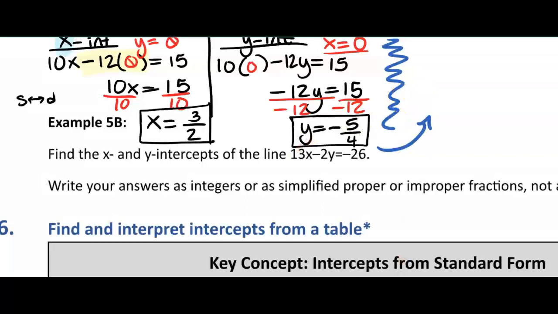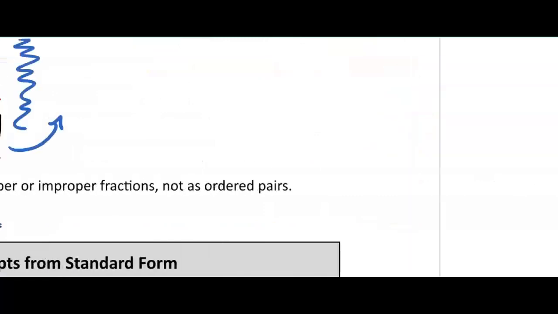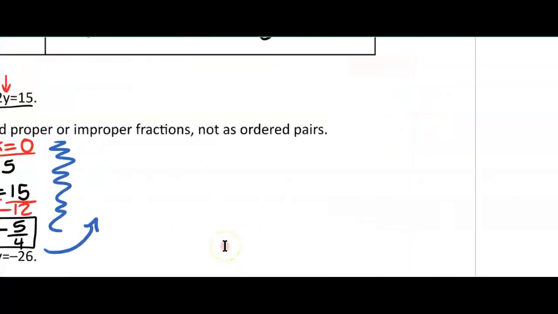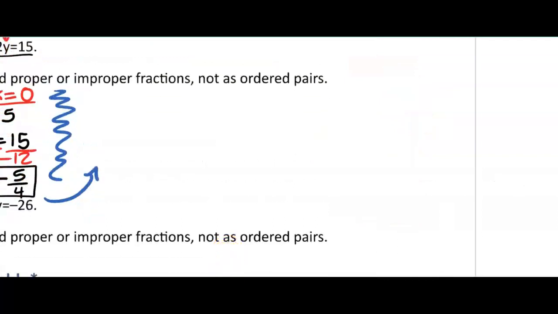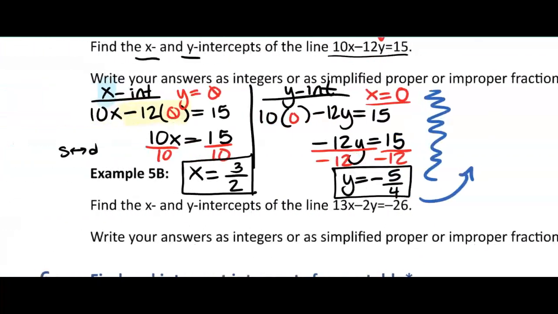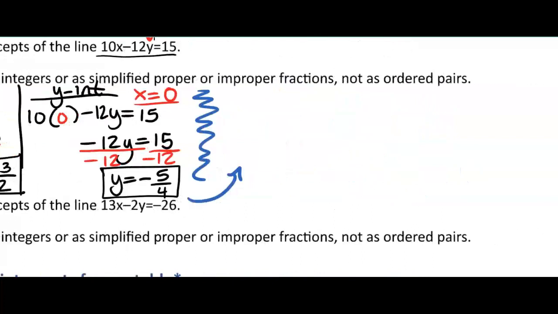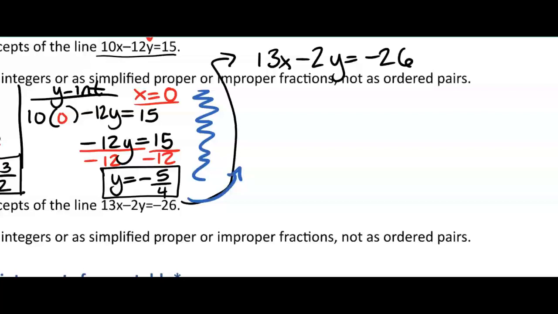All right, let's try the other example. If we get this down, the last one's so easy, guys. So easy. I'm going to copy this equation over so that we can work with it here, which is 13x minus 2y equals negative 26. I'm just carrying this over from down here so that we can work with it here. X-intercept and y-intercept.